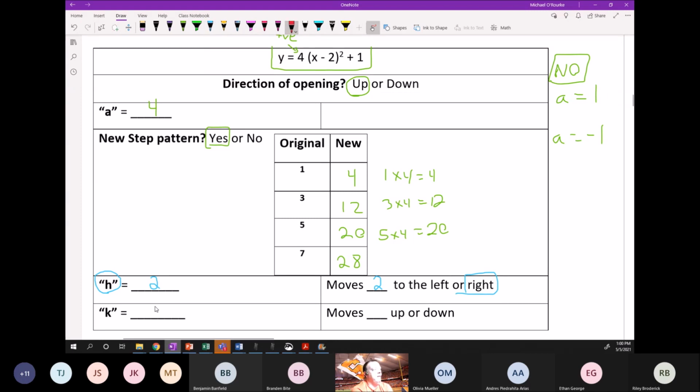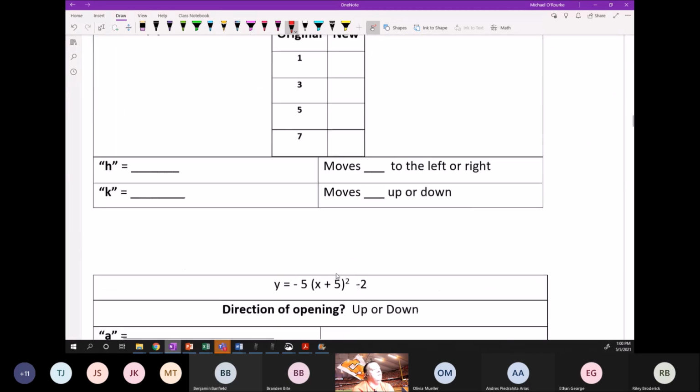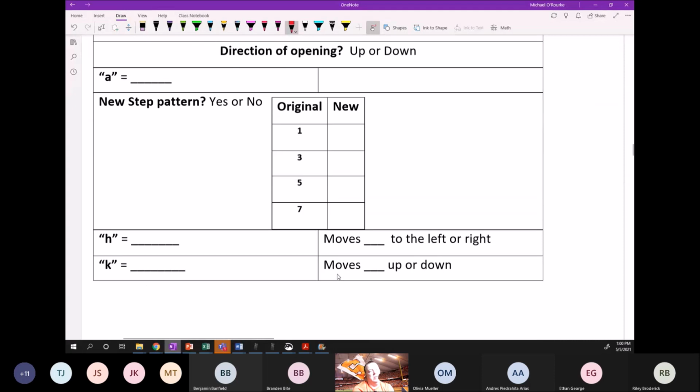And lastly, what's my K value for this one? Who wants to tell me my K value is 1? Am I moving up or down? Up. Good, because it's a positive. So you have that.